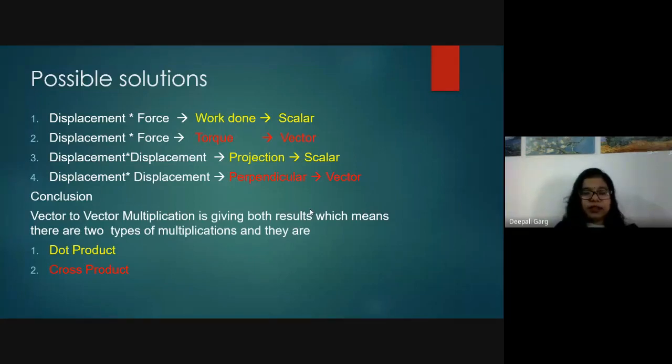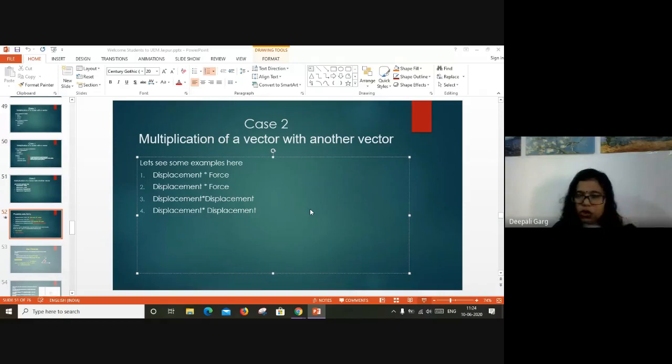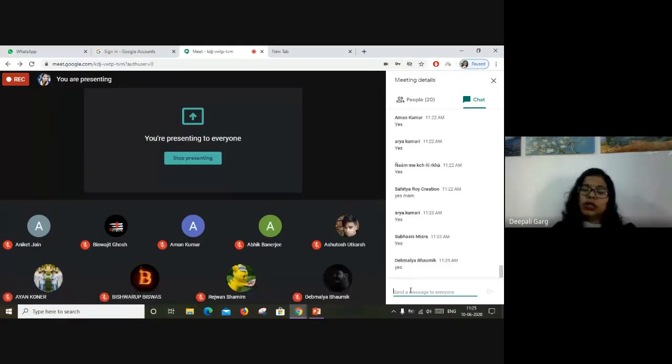So the conclusion we get is that vector to vector multiplication is giving both results, both vector and scalar quantities, which means there are two types of multiplications, and they are dot product and cross product. So till now, have you got everything? This shows that our introspection and our discussion about this example, when we took two same vector quantities and it was giving vector as well as scalar, shows that there are two types of multiplication, cross product and dot product. Dot product, as we know, gives a scalar quantity, and cross product, as we know, gives a vector quantity.